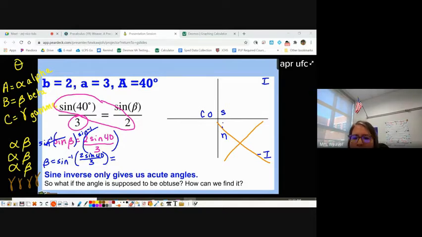Well, what kind of angles are in quadrant 1? Just angles between 0 and 90, okay? So when we do sine inverse, it's only going to give us acute angles. It's only going to give us acute angles.